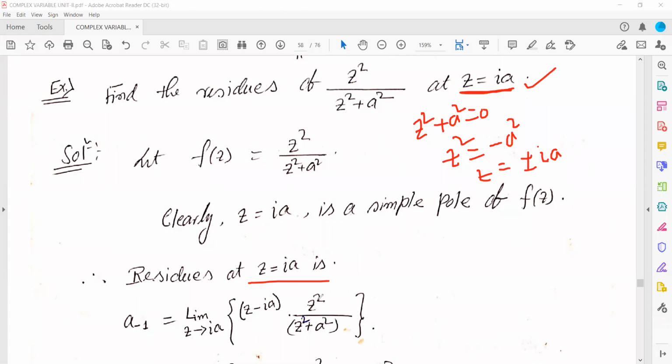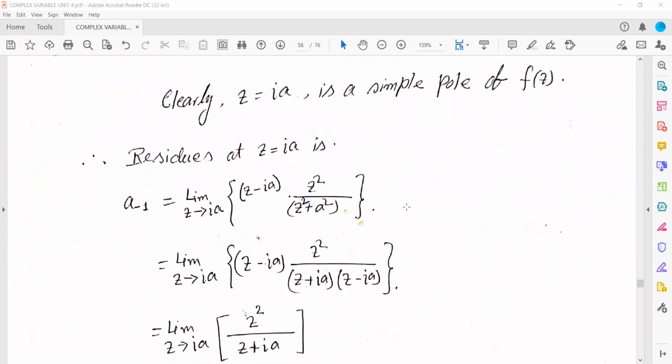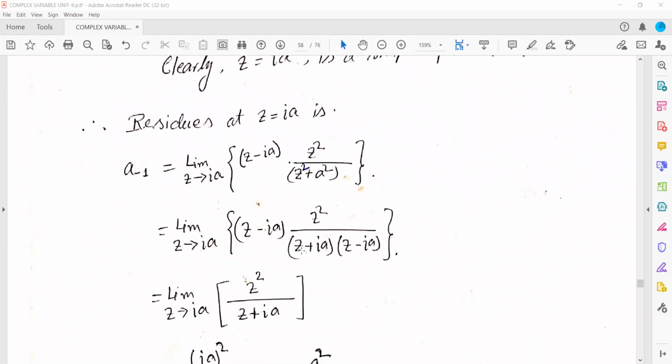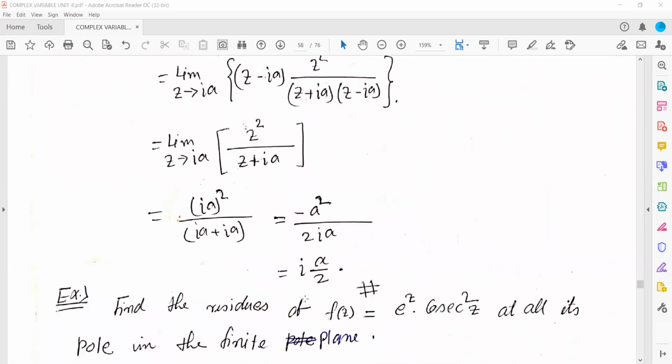So z minus ia into f(z) means z square by z square plus a square. Then z square plus a square can be written as z plus ia into z minus ia, because plus ia and minus ia are the roots of z square plus a square. If you multiply, again you will get z square plus a square. So this z minus ia and this z minus ia will cancel out. You will get z square by z plus ia. Now in place of z, you put ia here and simplify it. You will get your residue. So ultimately the residue will be ia by 2.